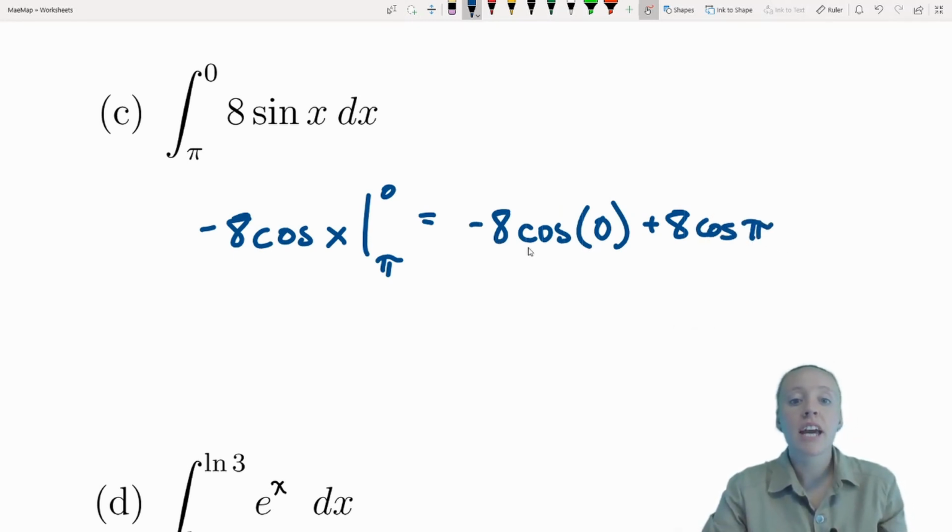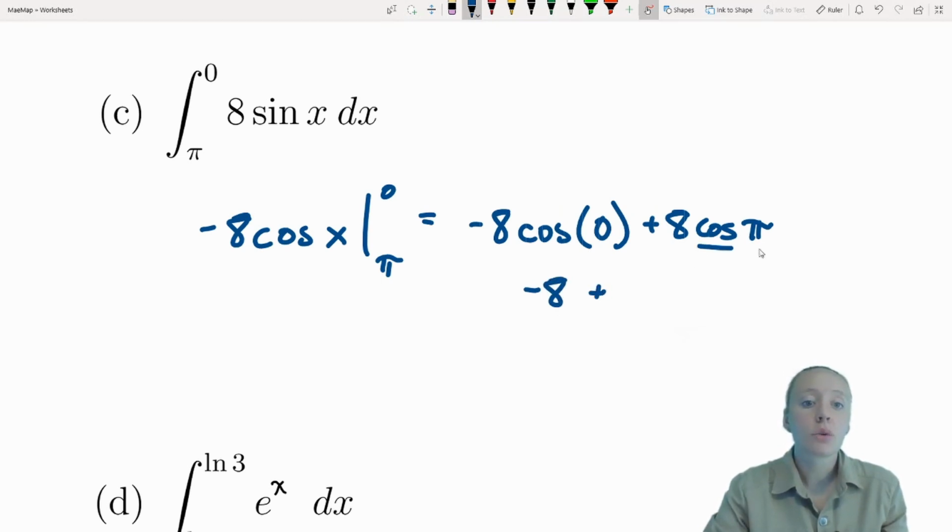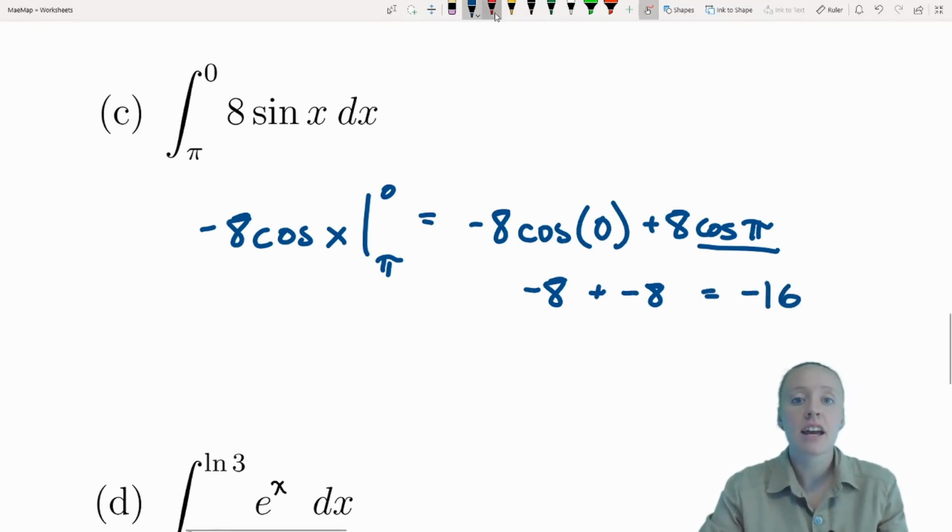Well, negative 8 times the cosine of 0. Cosine of 0 gives us 1. Negative 8 times 1 is a negative 8, plus cosine of pi is going to be a negative 1. Negative 1 times 8 is also going to be a negative 8. So I have negative 8 plus negative 8, which is going to give me a negative 16 as my solution.